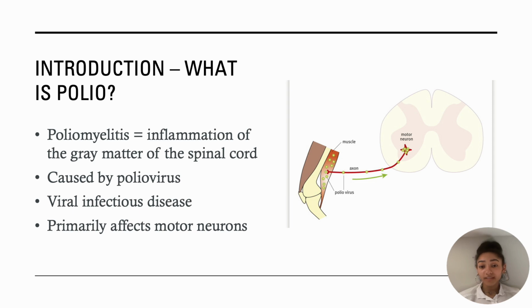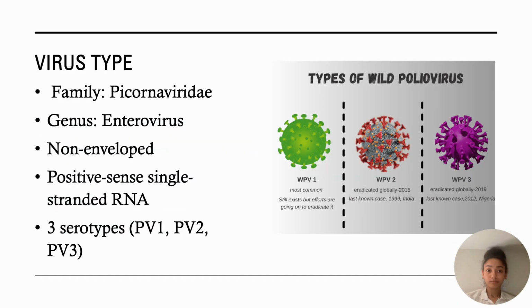To understand why this virus behaves the way it does, we first need to look at its structure and classification. Poliovirus belongs to the family Picornaviridae and the genus Enterovirus. It is a non-enveloped, positive-sense, single-stranded RNA virus, and both of those characteristics are important for understanding how it behaves.